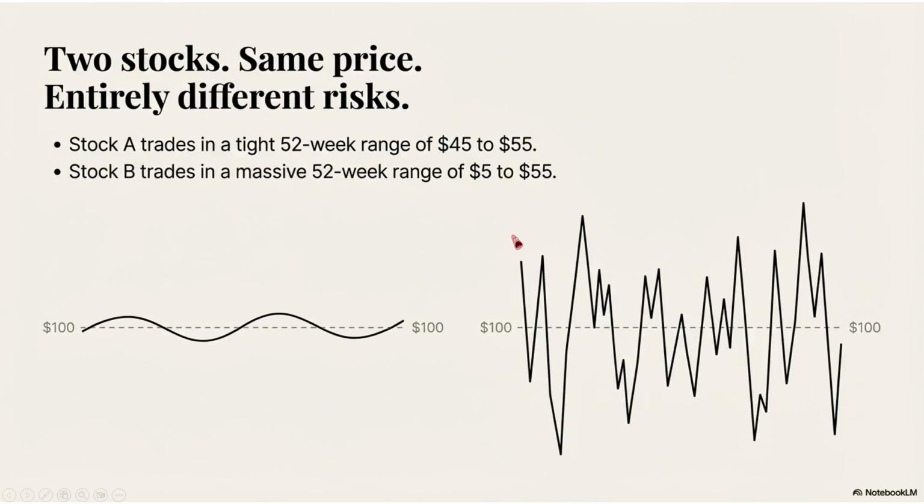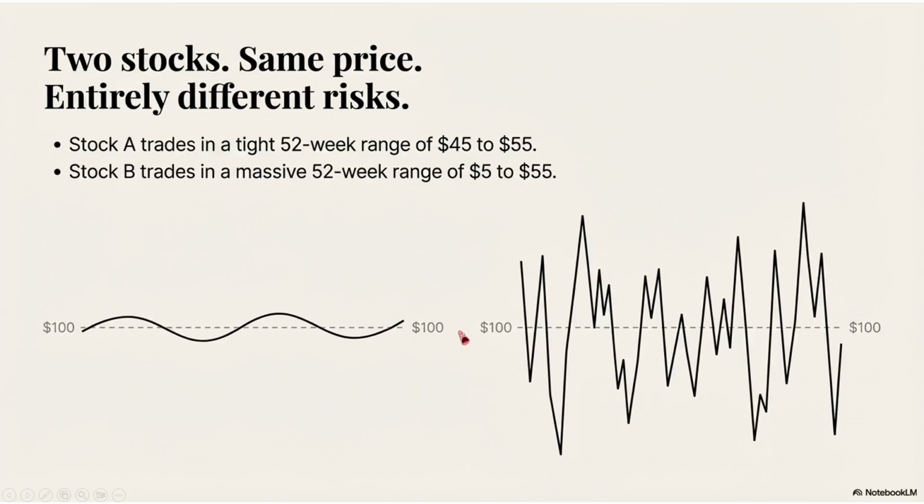To show this, imagine two stocks that both start the year trading at $100. Stock A on the left trades in a very tight, narrow 52-week range from $45 to $55. Stock B on the right is much more erratic. Its 52-week range swings violently from $5 all the way to $55.